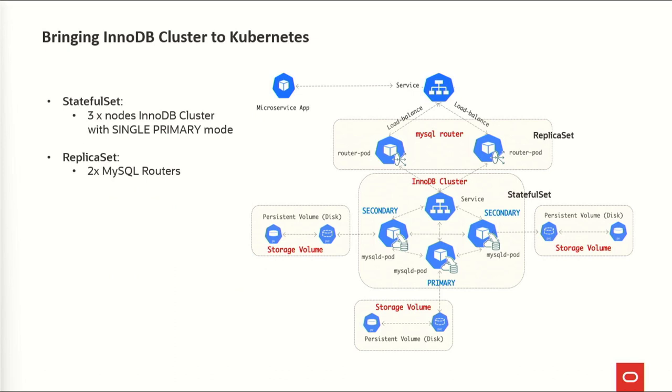So this is the high level architecture. Basically, we have MySQL pods, usually three MySQL pods. Each MySQL pod has the PVC and PV to persist the data to persistent storage. And we have MySQL routers running as a deployment and a replica set. It is connected to the InnoDB clusters using these services and so on.